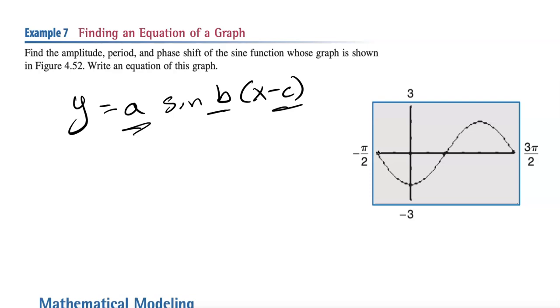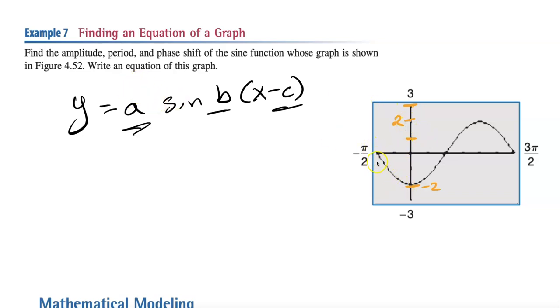So a, amplitude is probably the easiest one if you have a grid. It looks to me like those are the marks. It's kind of hard to see. I'd say it goes up to 2 and down to -2. So I wanna say our amp is 2, right? Because it goes up to 2 and down to 2.